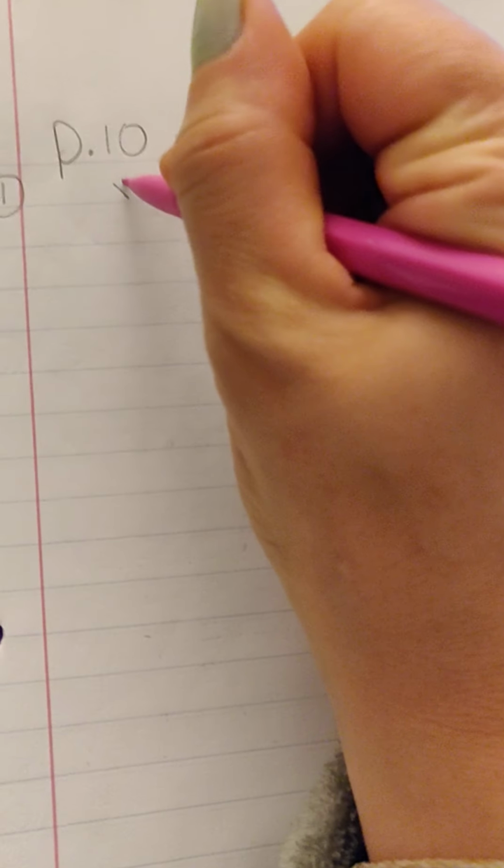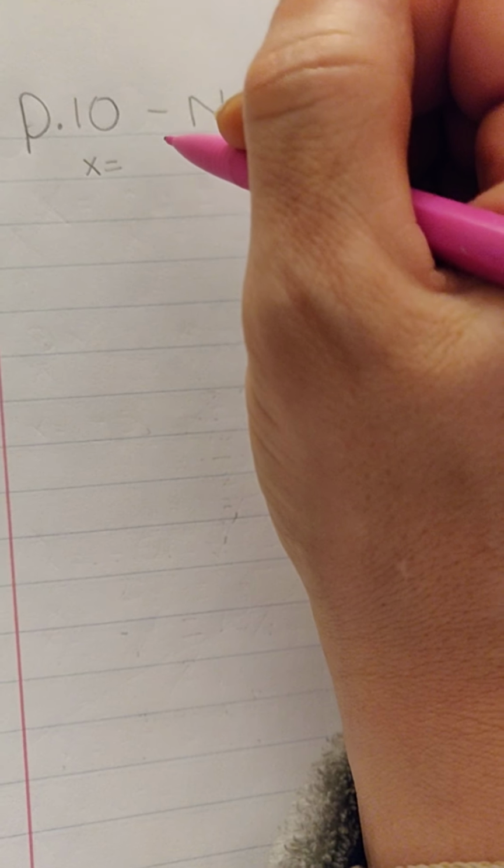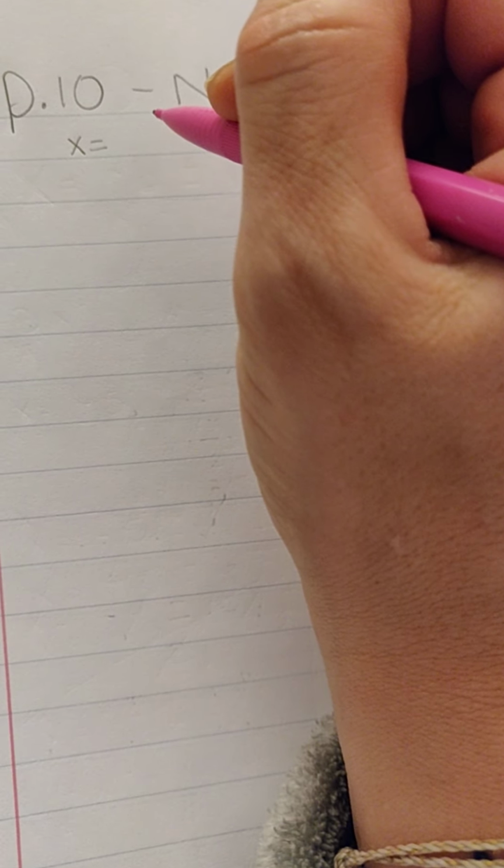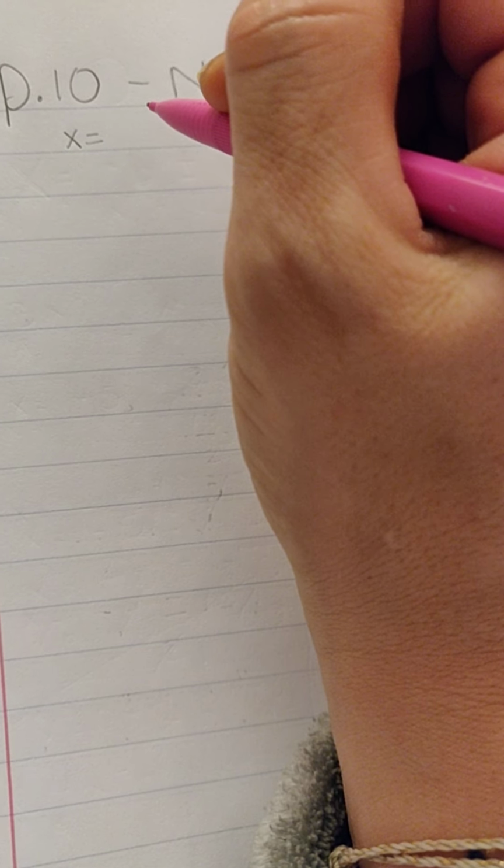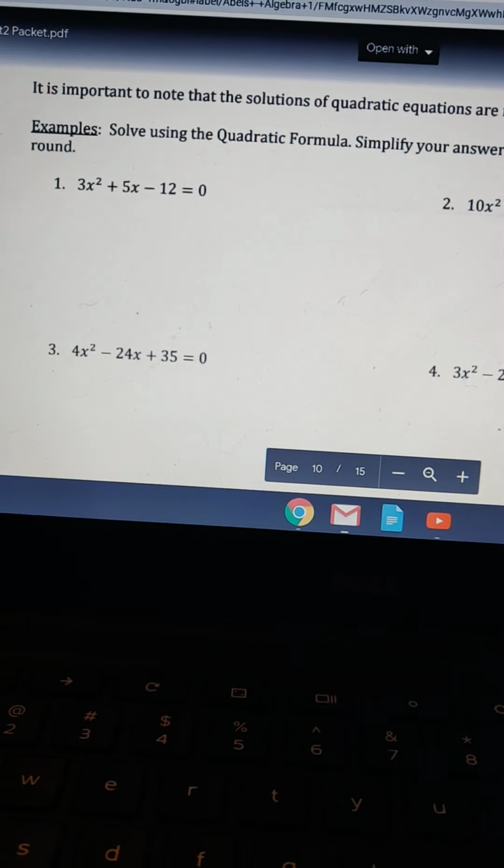So for number 1, I think the important thing to know is that it's always good to write out your equation for the quadratic formula. When we're solving each of the different equations, especially like numbers 1, 2, 3, and 4, it's always good to have your quadratic formula written down somewhere. So I'm going to write that down.